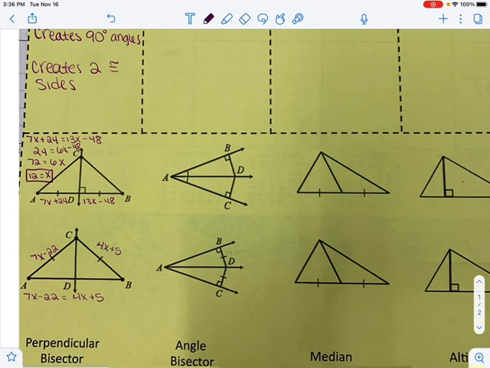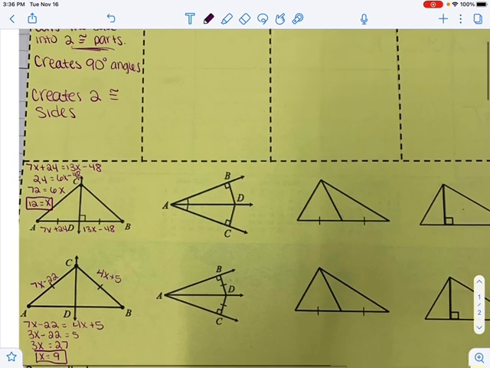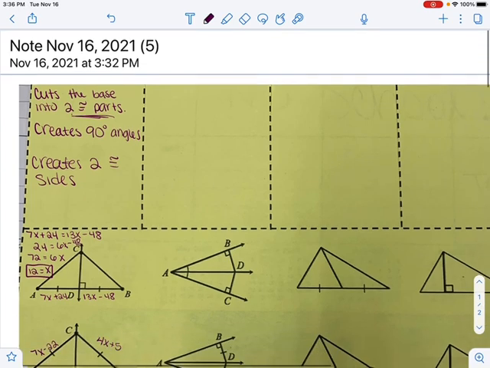I would subtract the 4x from both sides. I'd get 3x minus 22 is equal to 5. Then I would add the 22 to both sides. 3x would equal 27. And when I divide both sides by 3, x would be equal to 9. Okay, that's perpendicular bisector. We have another bisector. Right next to it is the angle bisector.